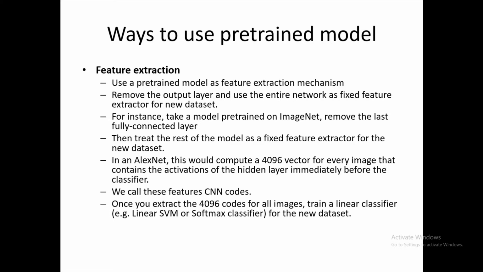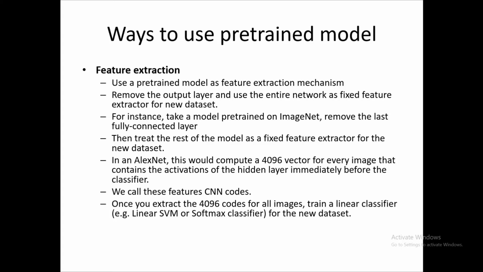One is feature extraction. Here what we do is we use the pre-trained model as a feature extraction mechanism. We remove the output layer and use the entire network as a fixed feature extractor for the new data set. For instance, we take a model pre-trained on ImageNet and remove the last fully connected layer, then treat the rest of the model as a feature extractor for the new data set.